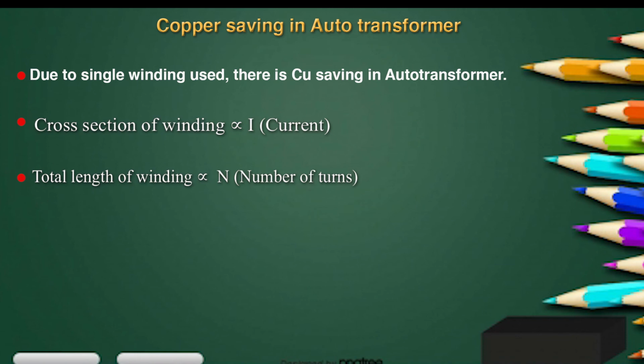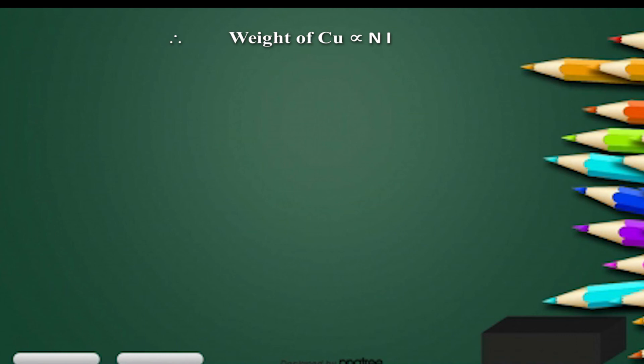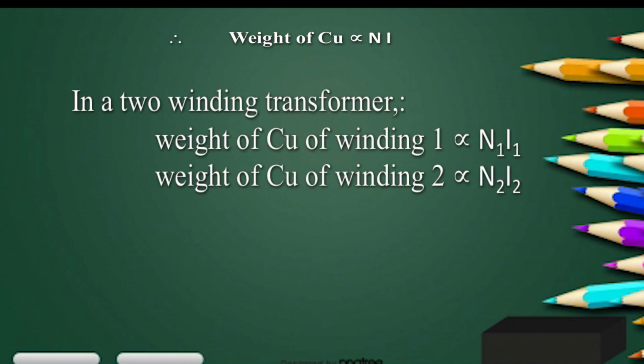As you know, the cross section of winding is directly proportional to the current, and the total length of the winding is directly proportional to the number of turns. So you can write the weight of the copper is directly proportional to the number of turns multiplied by the current. So in a two winding transformer, the weight of the copper of winding 1 is directly proportional to N1 I1, and the weight of the copper of winding 2 is directly proportional to N2 into I2.